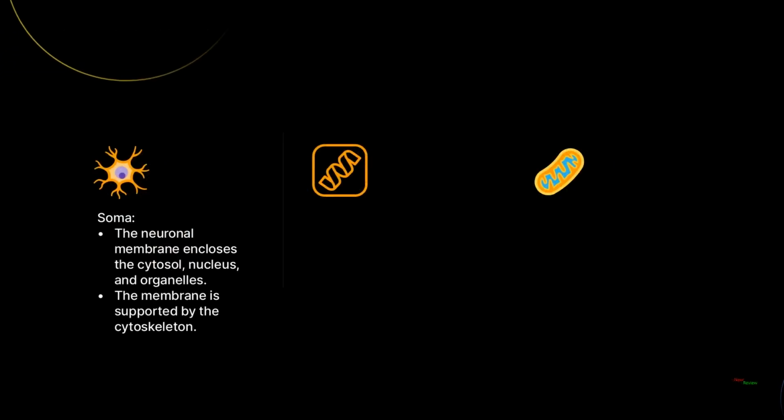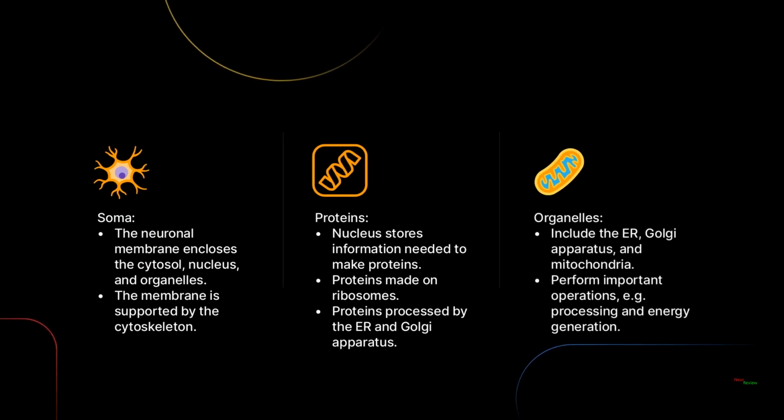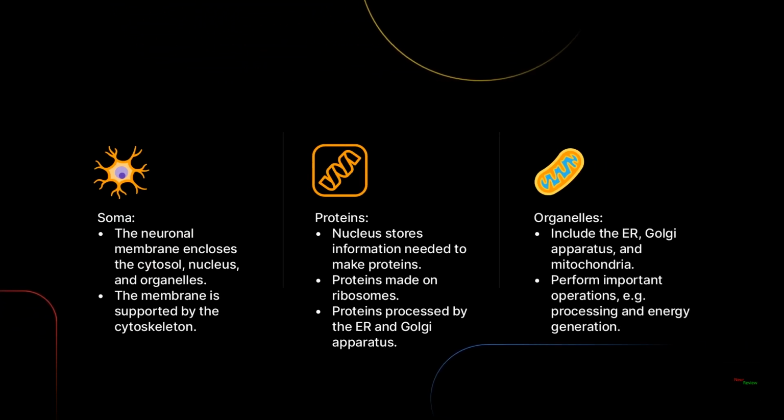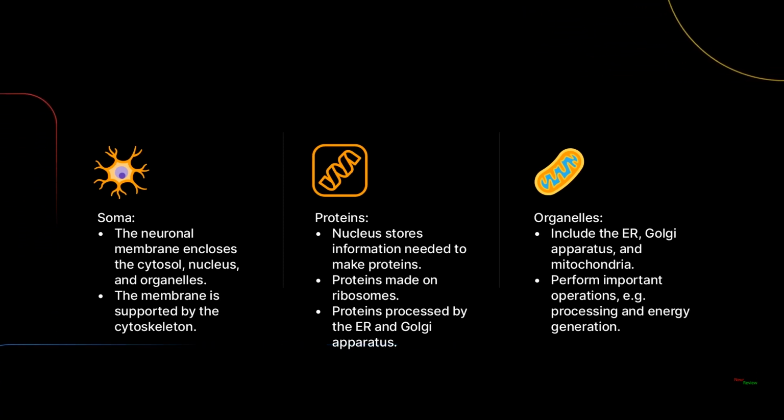To review, in this video we explored the various components of the soma of a neuron. The neuronal membrane encloses the cytosol and nucleus, as well as the organelles that carry out cellular functions. The nucleus stores the information needed to make proteins, which is carried out by ribosomes and processed by the endoplasmic reticulum and Golgi apparatus. The mitochondria generates energy for neuronal processes, and the cytoskeleton dynamically supports the neuron.